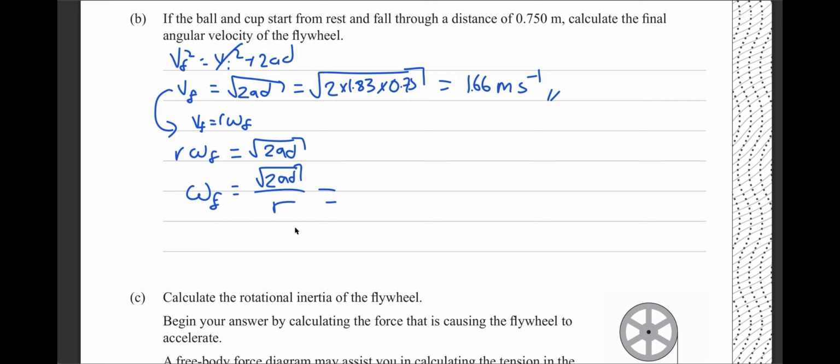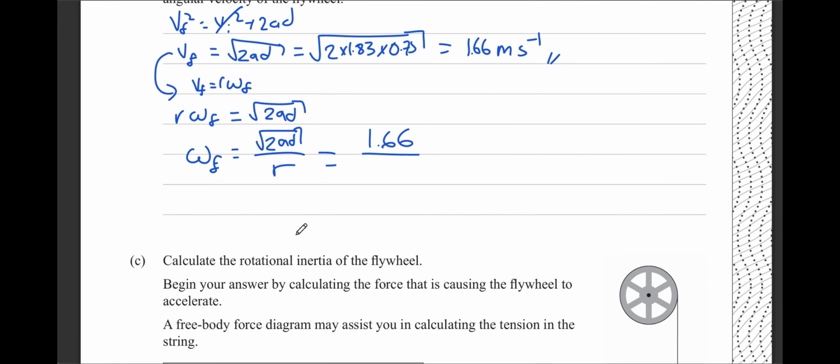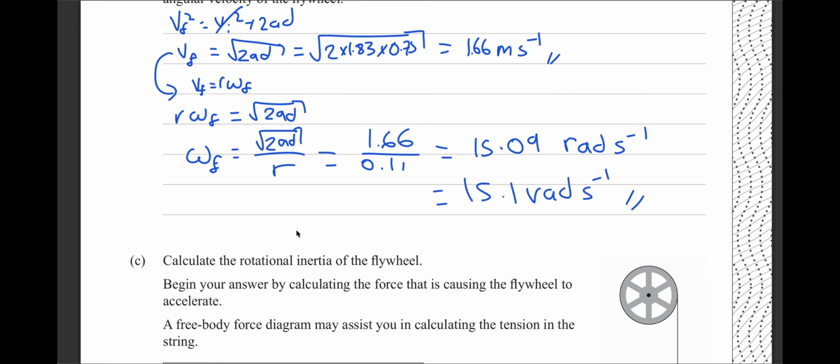And so I'm just going to use my same result from here, 1.66, and divide that by the radius. What's the radius? 0.11. And that gets me a final answer of like 15.09 radians per second, which is about 15.1 rad per second to 3 significant figures.